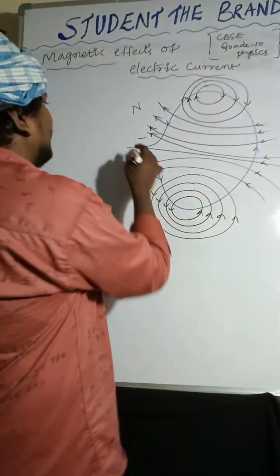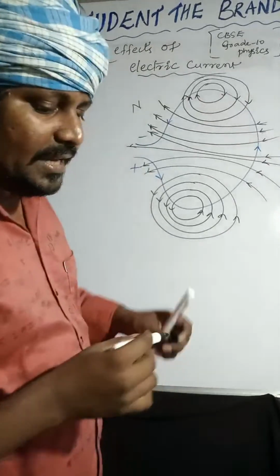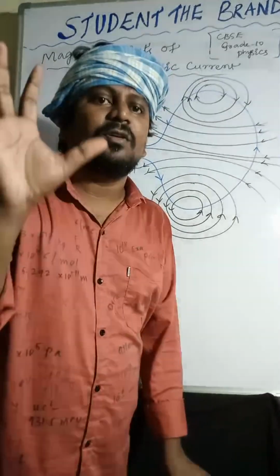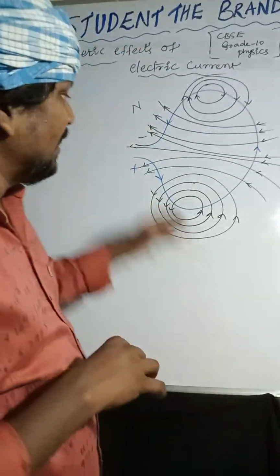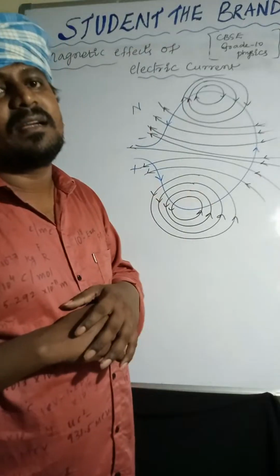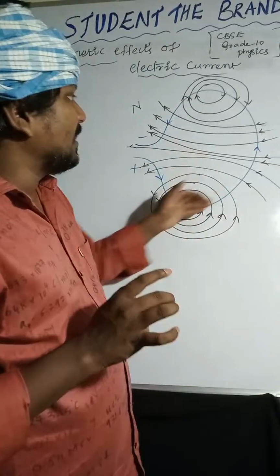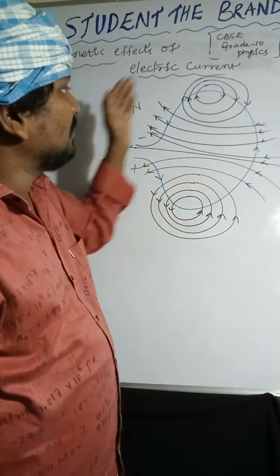Sir, how can you identify like this? By using the right hand thumb rule, we can identify the magnetic field around the current carrying conductor. So this is north, this is south.